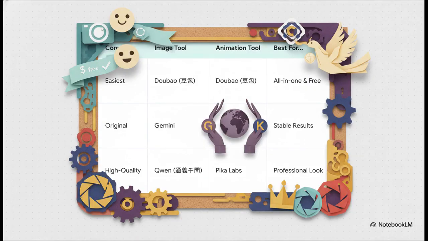If you want the absolute easiest route, check out Dubo. It does everything, the image and the animation, all in one free app. Super simple. For really stable, consistent results, the original method uses Gemini for the picture and Grok for the animation. Gemini is fantastic at really capturing your likeness. But if you're aiming for that super polished, high-quality, professional look, then you'll want to try Kuan for the image and Pika Labs for the animation. Pika Labs is just incredible for smooth, cinematic-style animations.